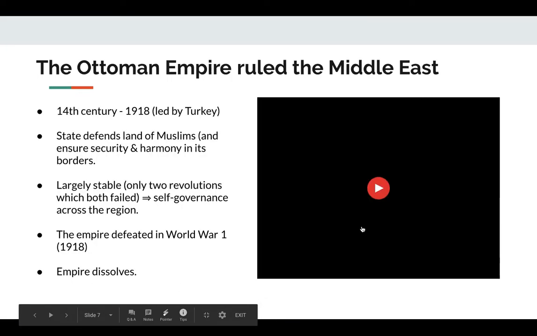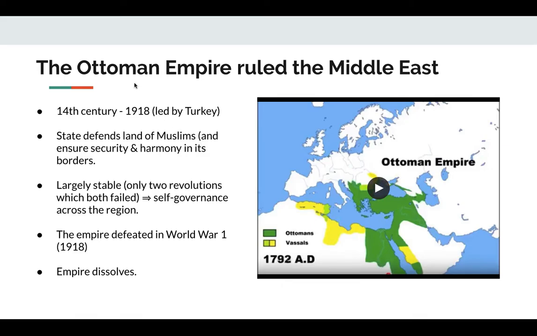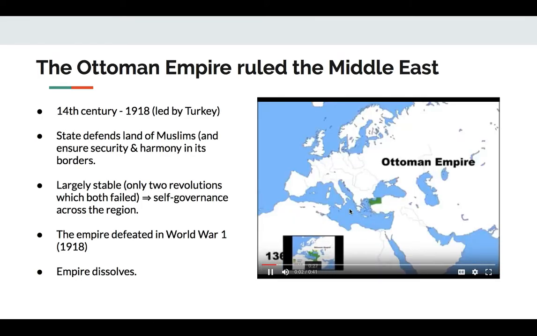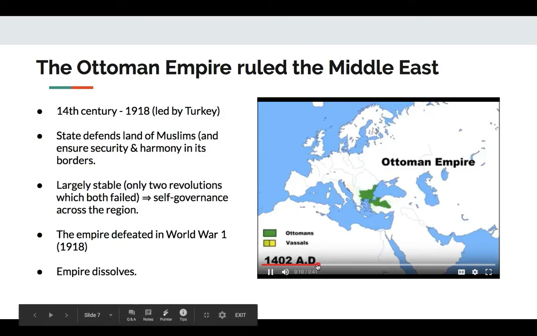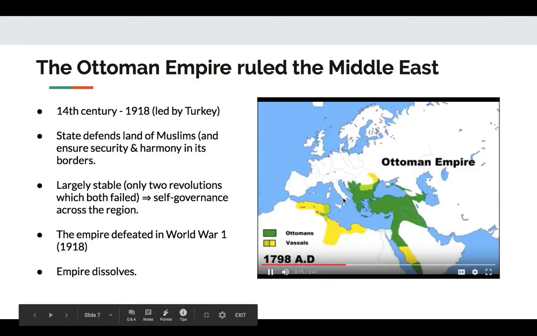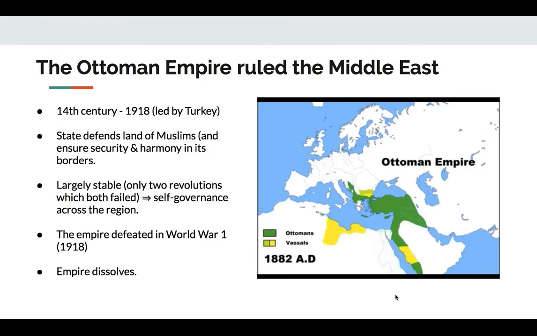So to begin, we need to start with the Ottoman Empire, which ruled the Middle East from the 14th century to kind of the end of the First World War. And if we can see here, the Ottoman Empire obviously started in Turkey. It then expanded quite a bit across the Middle East, into Europe as well, into North Africa. And the intention of the Ottoman Empire was to defend the land of Muslims and ensure security and harmony in its borders.